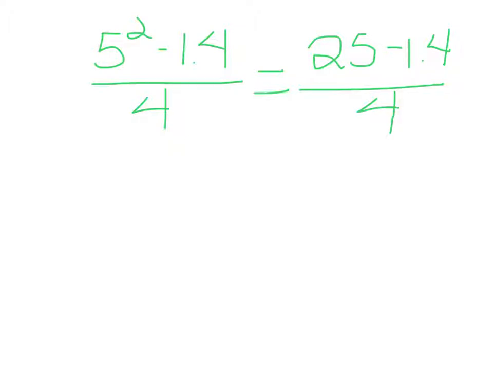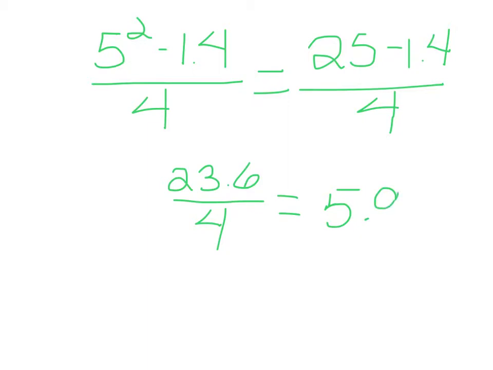Now we still can't do that fraction. We still need to simplify this top. So now we have 25 minus 1.4, which would equal 23.6 over 4. Now we can do that division. And when we divide that, 23.6 over 4, it equals 5.9. So that's today's lesson on order of operations. Remember to go back and rewatch any parts of the video that you need to.